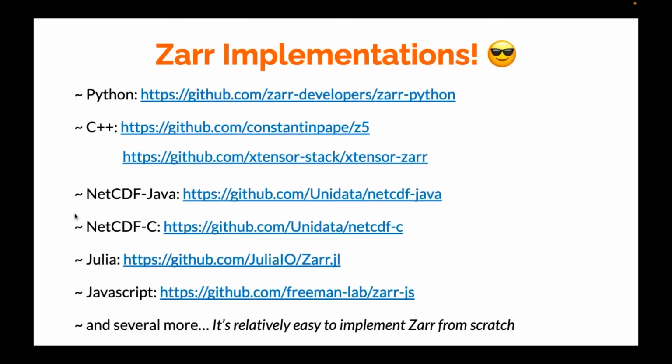As for the implementations, I mentioned earlier that we have the Python implementation, which is the most prominent and most used. But Unidata folks have also developed Java and C++ implementations, which you can find under their GitHub repositories, and there are also Julia and JavaScript implementations. Like I mentioned earlier, if you read the Zarr specification protocol, it's relatively easy to implement Zarr from scratch.